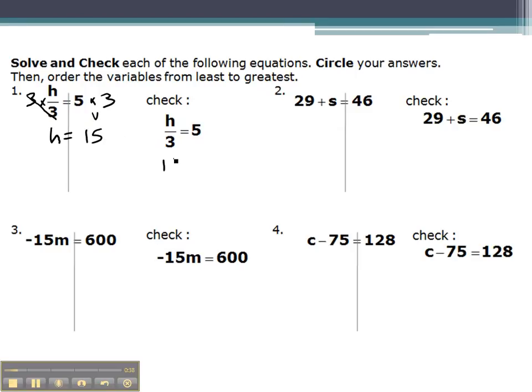Before we circle that answer, let's check it. If h is 15, then 15 over 3 should equal 5. 15 divided by 3 does equal 5. So that checks out, and that answer is good.